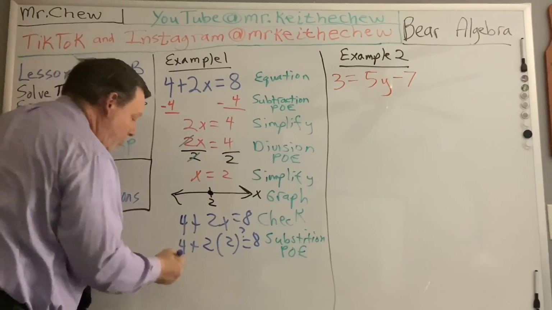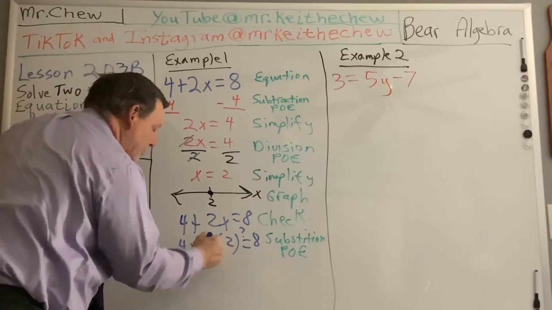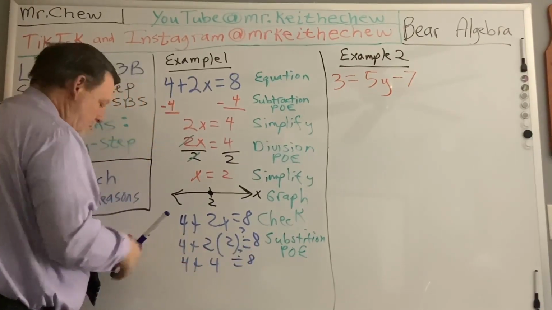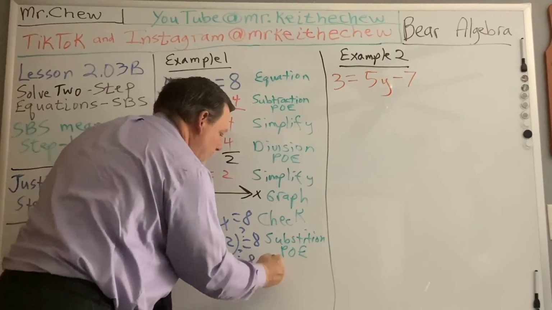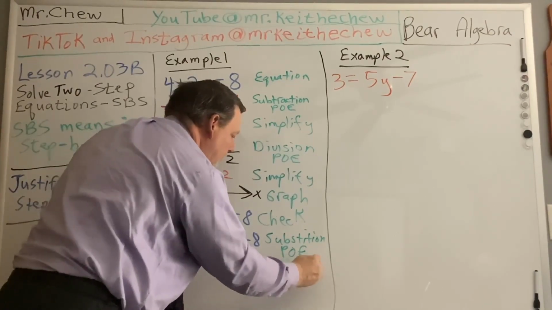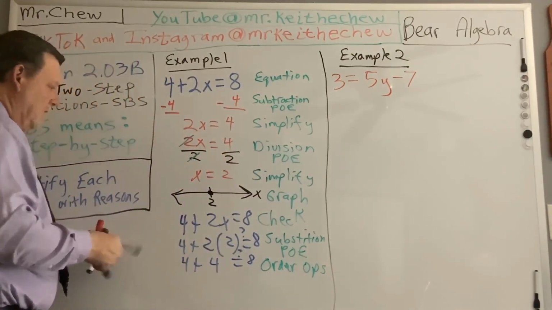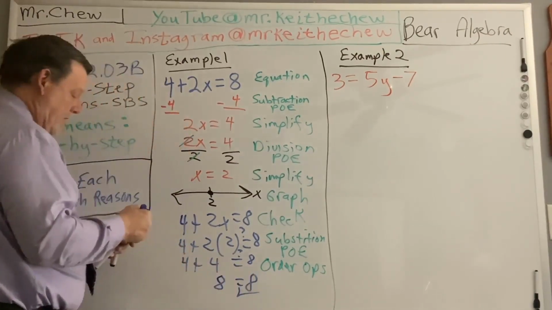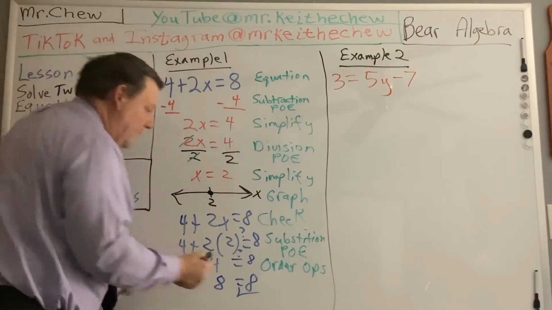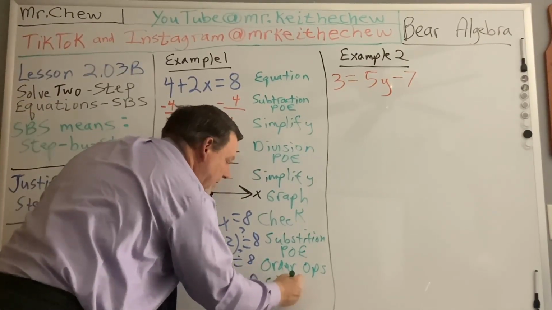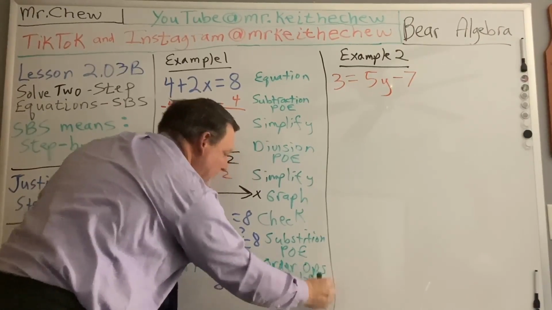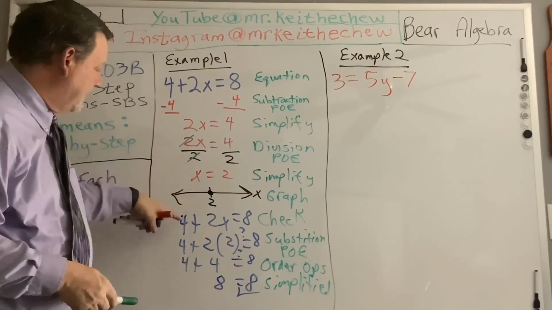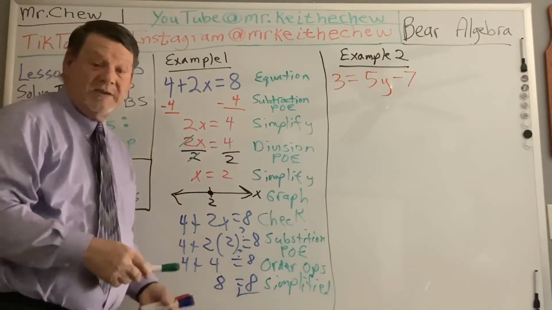Now, I'm going to do the order of operations. You multiply before you add. 2 times 2 is 4. It's the order of operations. And now, since 4 plus 4 is 8, and that equals 8, and I know that's correct, I simplified it, and it is true. How many steps did I have? 1, 2, 3, 4, 5, 6, 7, 8, 9, 10 steps to solve that.